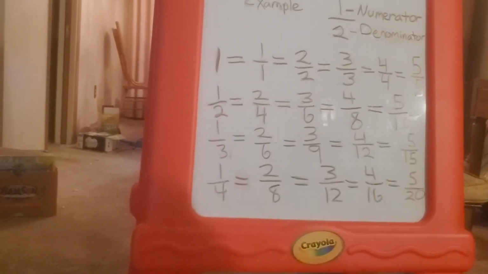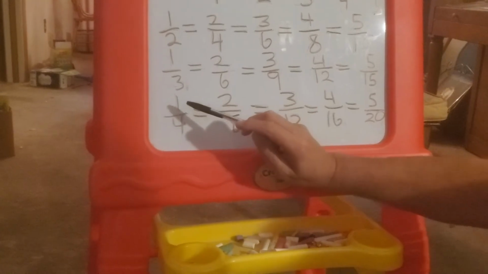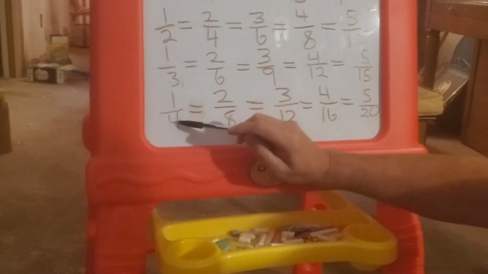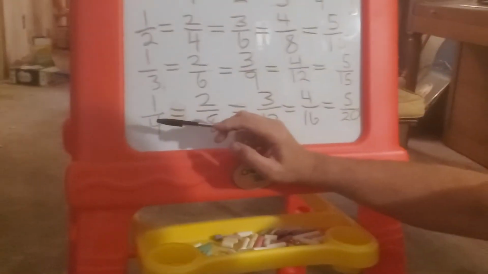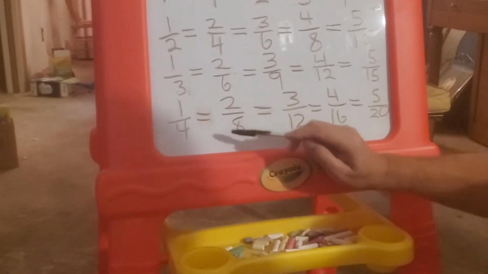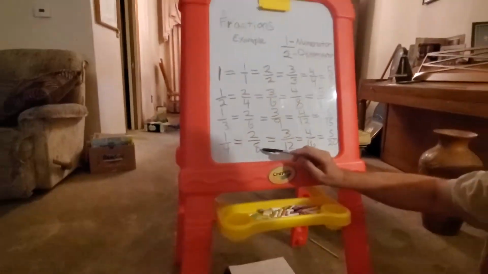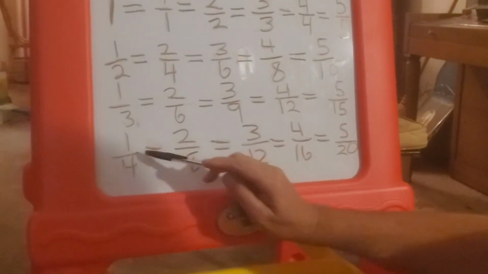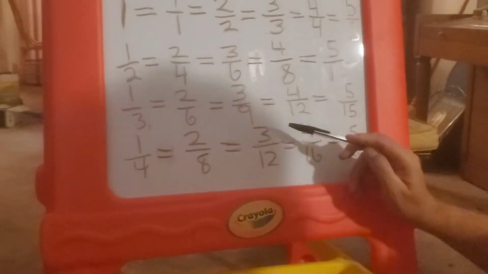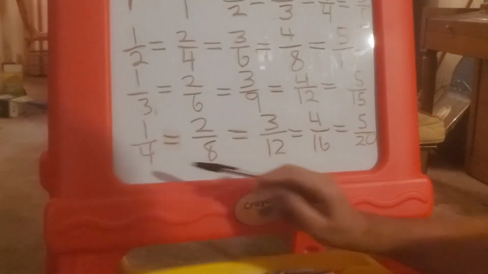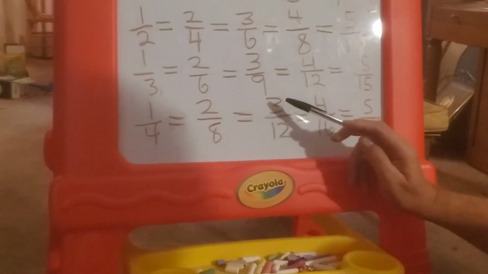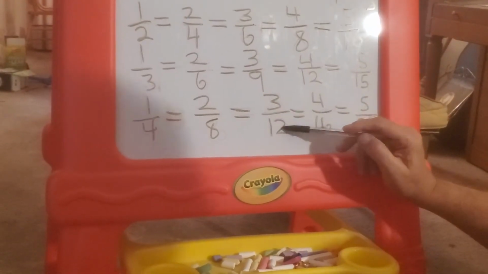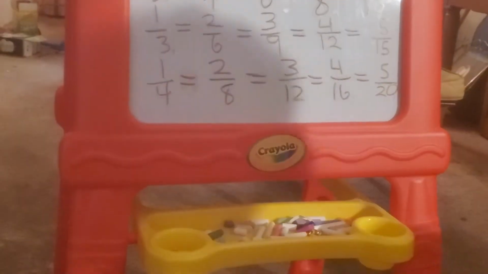And finally, 1/4. Once again, my numerator is smaller than my denominator, which qualifies it as a fraction. It's the same as 2 over 8. So 4 times 2 is 8, and 2 times 1 is 2, so 2 over 8 is the same as 1/4. 3/12: 3 times 4 is 12, and 3 times 1 is 3, so 3 over 12 is the same as 1 over 4.